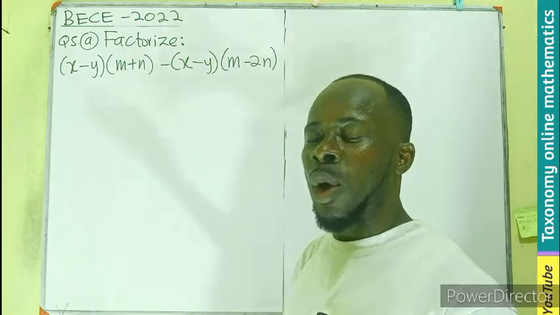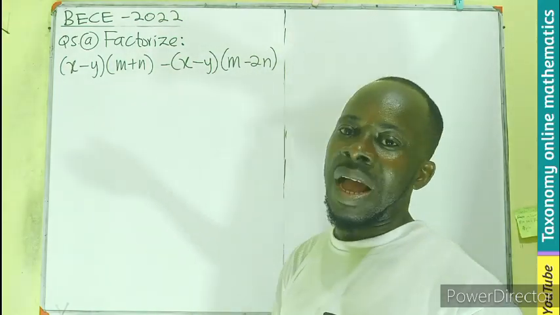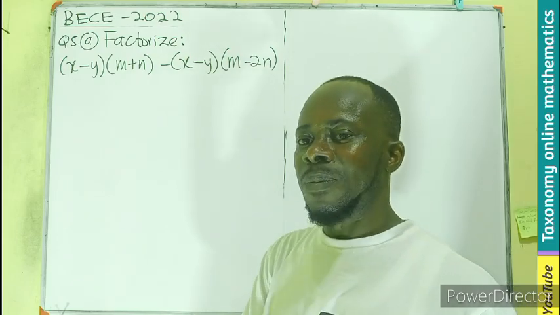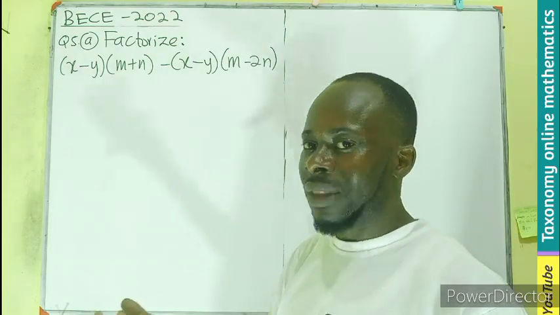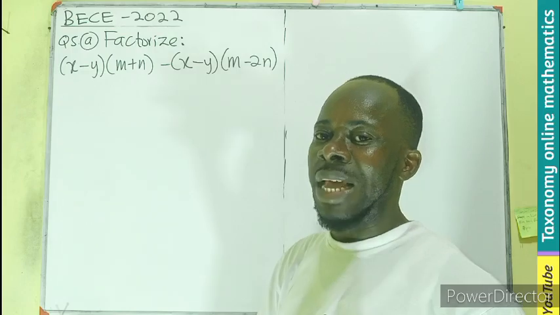Factorization is looking out for a common factor, picking those common factors outside the bracket and putting the other quotient term that can be used to multiply the term outside.